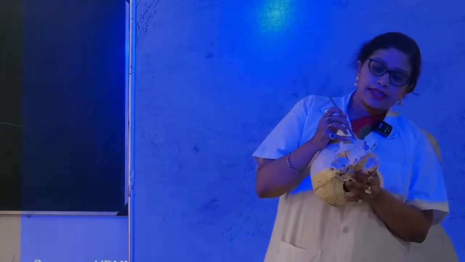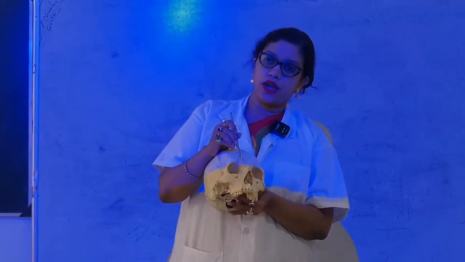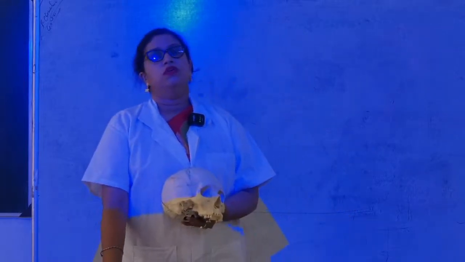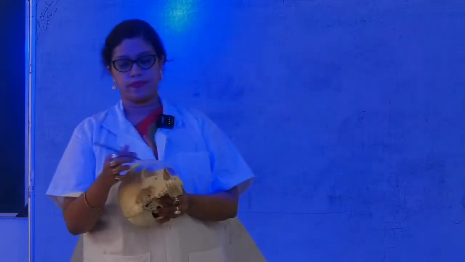What are the other things you have to see over here? There is one notch. If you see the superior aspect of the orbital cavity, there is one notch. This is also known as the supraorbital notch. Then the next one: this supraorbital notch is converted into supraorbital foramen. Write it down. This supraorbital notch is converted into supraorbital foramen.